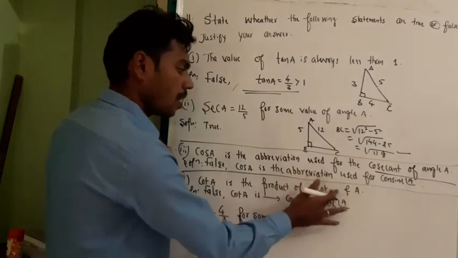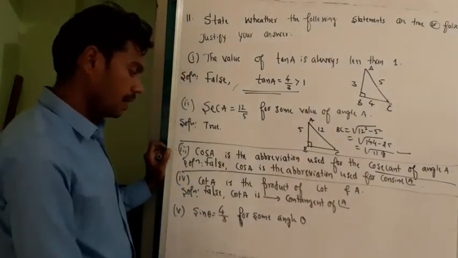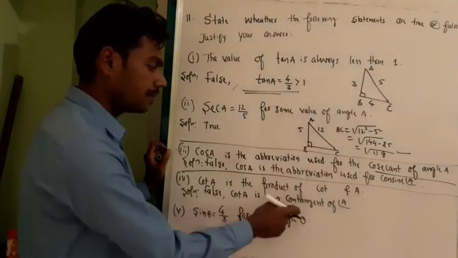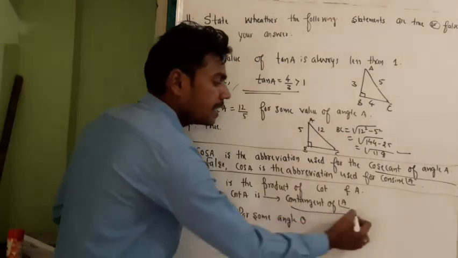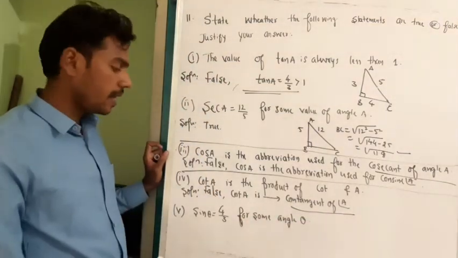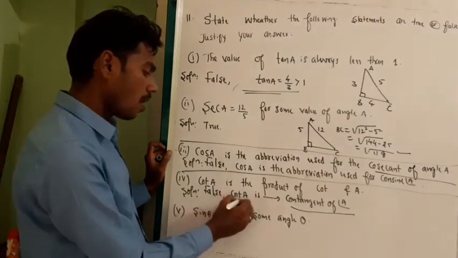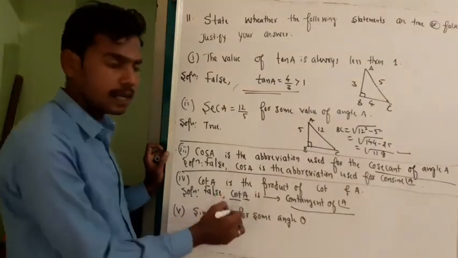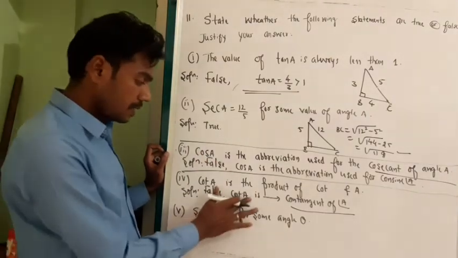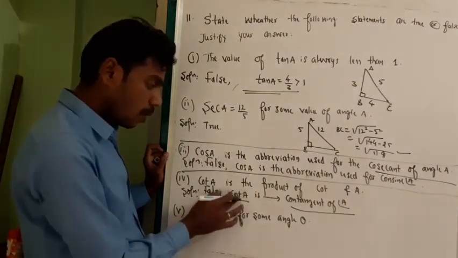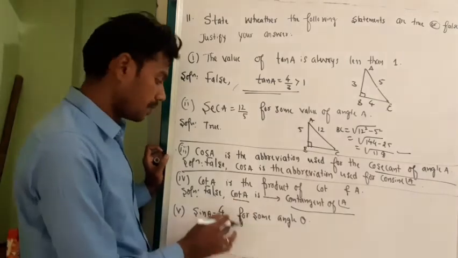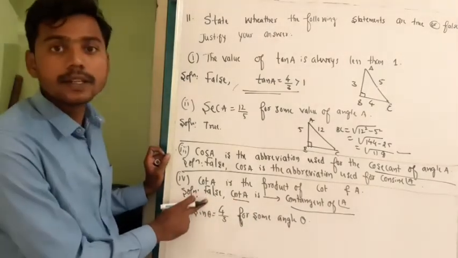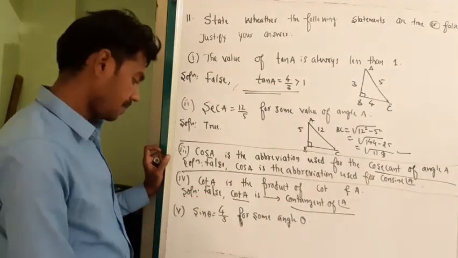It is not a product of cot and A. It is nothing but the cotangent of angle A, and we cannot separate this out as cot into A. So this is a single term, the cotangent of angle A. That is the reason the statement is false.